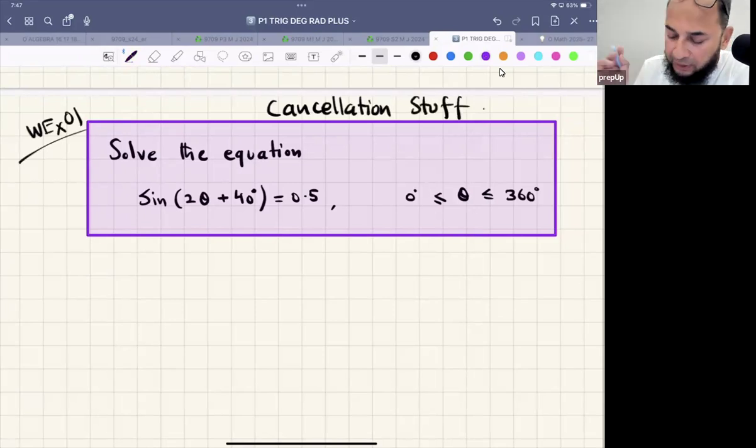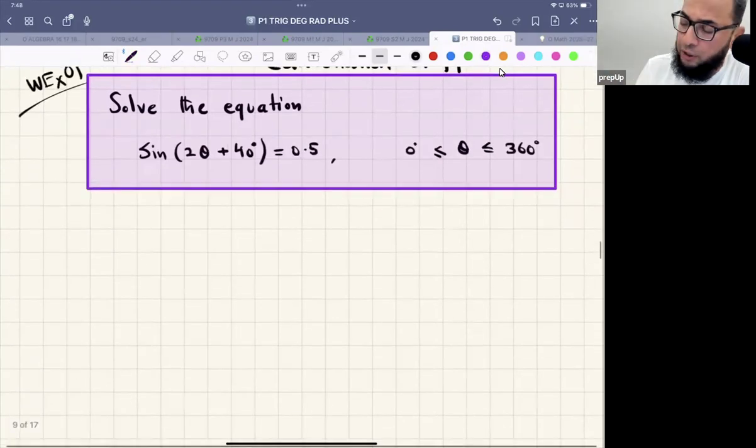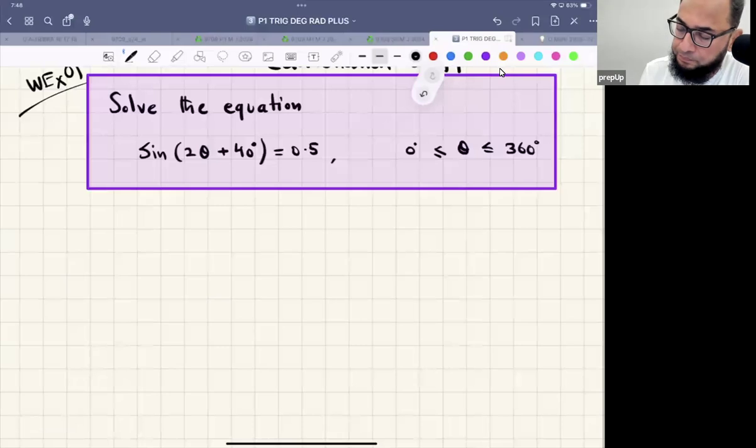And let's get started with this. So now the question says, solve the equation sine of 2 theta plus 40 degrees is equal to 0.5, theta lies between such and such. First thing first, we will write first and second quadrant. That is the first thing.